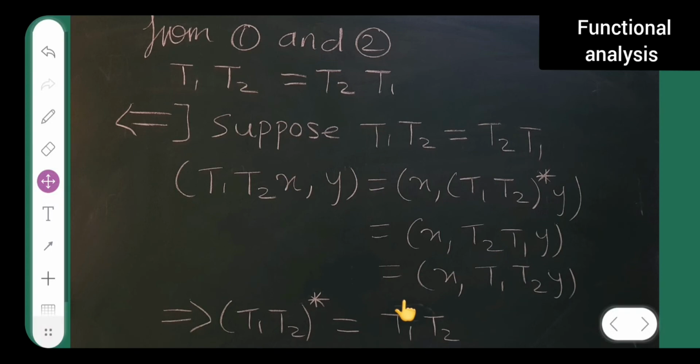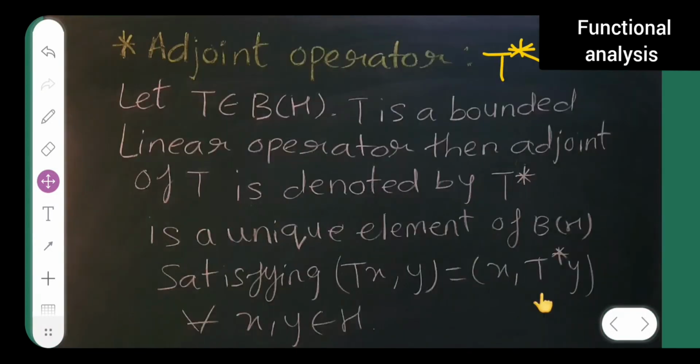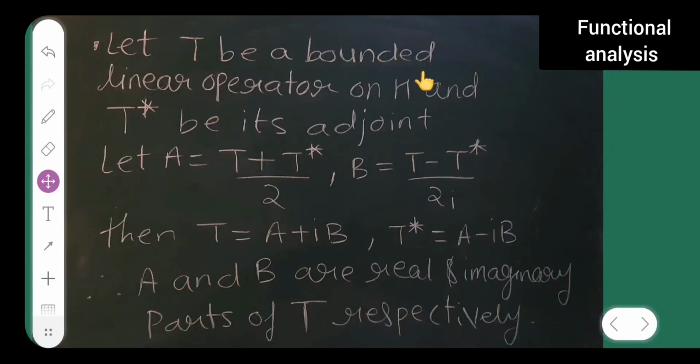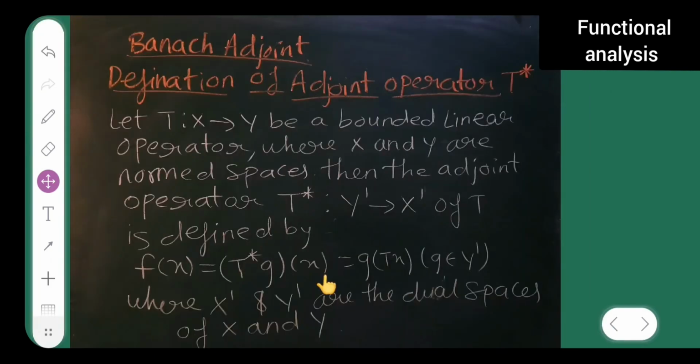Let me give you the statement. I have already told you about this, but you have to take this down. Let T be a bounded linear operator on H and T* be the adjoint. Let A is equal to (T plus T*) upon 2, B is equal to (T minus T*) upon 2i. Then T is equal to A plus iB, and T* is equal to A minus iB, where A and B are the real and imaginary parts of T respectively. There is another way around also. This is the definition of adjoint operator. You can see this.